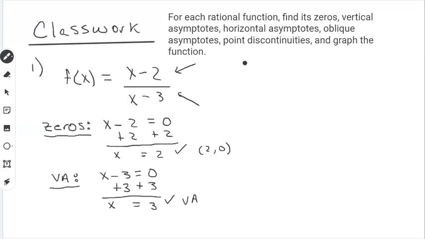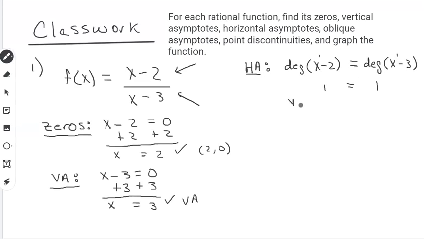Okay, let's move on to horizontal asymptotes. Now, I want to know what the degree of the top is. So I want to know what is the degree of x minus 2. And I also want to know what the degree of the bottom is, x minus 3. Well, we know that the degree is always going to be the highest exponent, and that highest exponent is going to be, in this case, 1. So I have 1 on both sides. That means that the two sides are indeed equal.